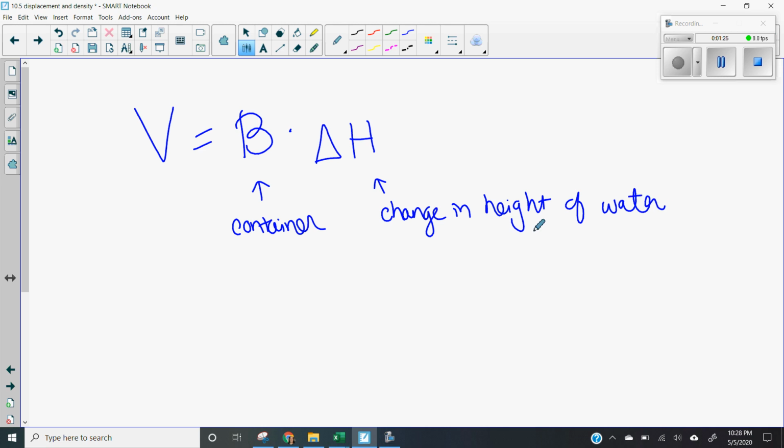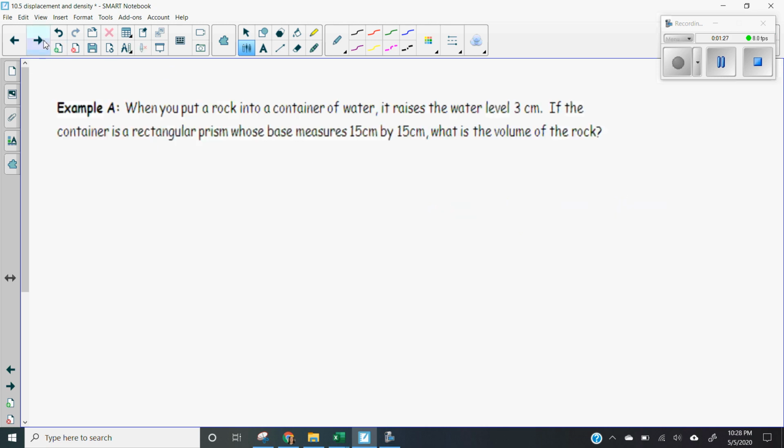Okay, so let's go through a couple examples here together. Example A, if you need to pause and write part of this down, you can. When you put a rock into a container of water, it raises the water level 3 centimeters. I'm going to pause right here. That is delta H. If the container is a rectangular prism whose base is 15 by 15, what is the volume of the rock? Notice they don't tell us the height of the container, but we don't care. We really just care about the change in height of the water level.